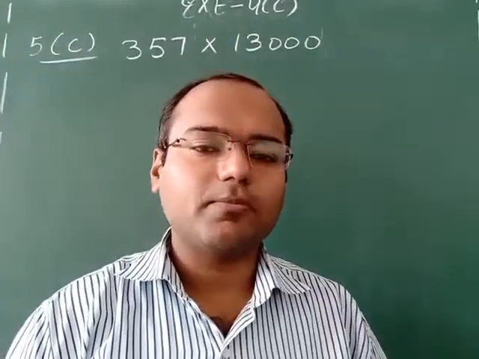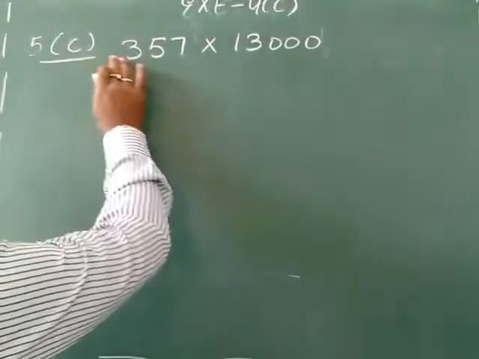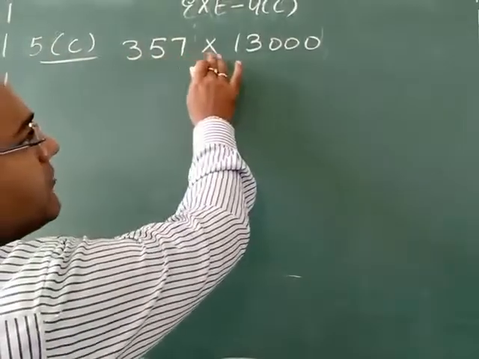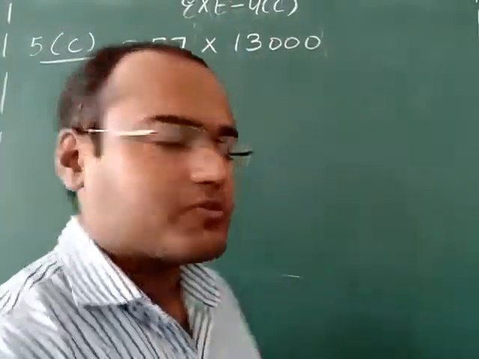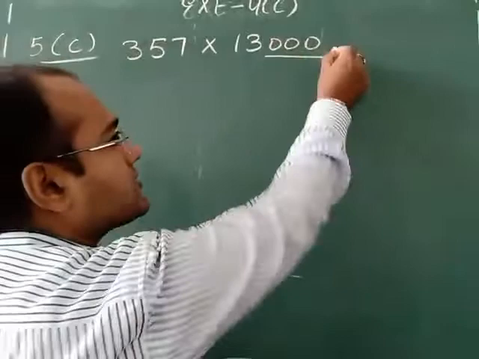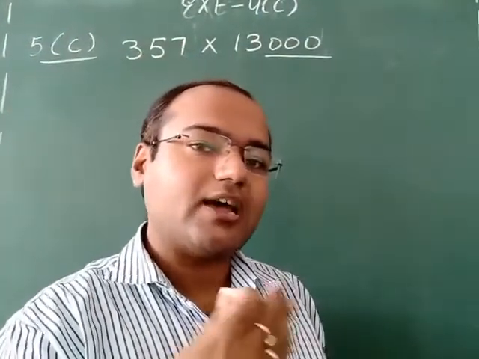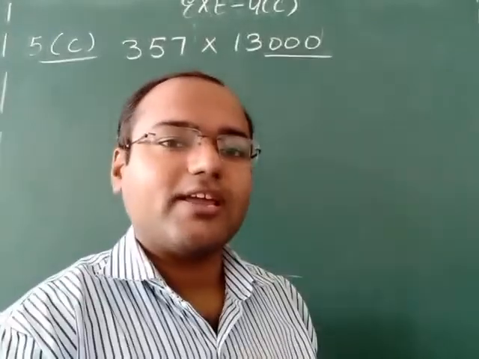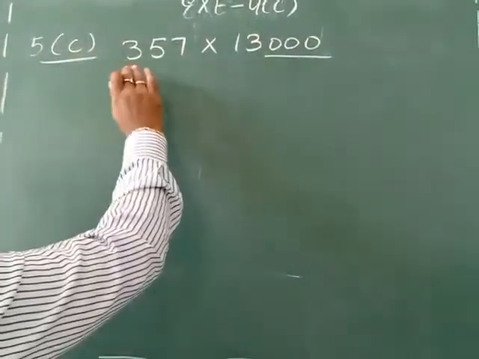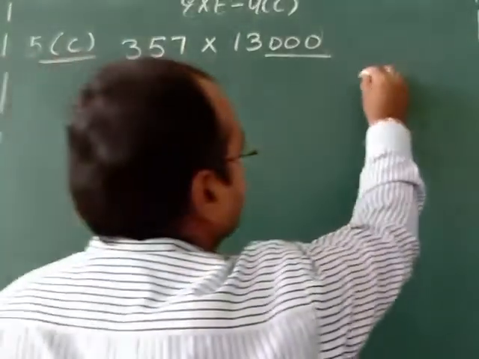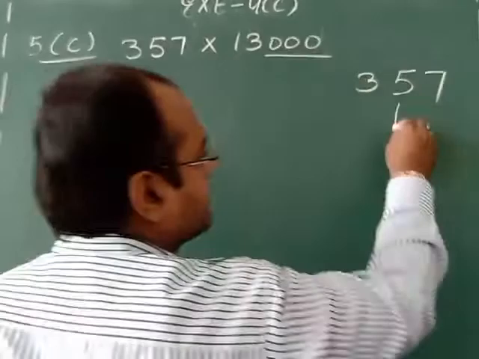Now come to question number 5, C part. The question is, you have to multiply 357 with 13,000. So in this question you will observe that at the last there are 3 zeros. For such questions that have zeros at the end, you have to keep in mind the easy way. First of all, you will multiply 357 with what? With 13.